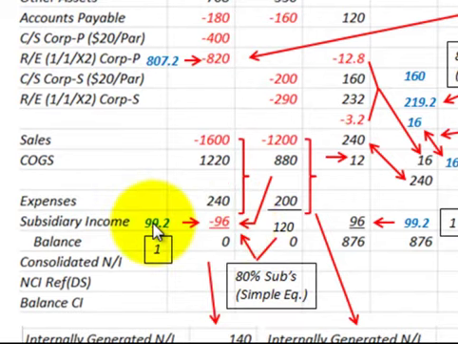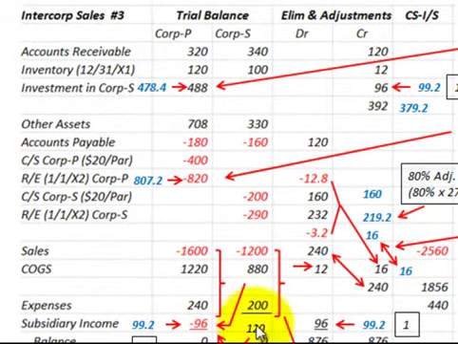So now for our eliminations for the subsidiary's income. We would debit subsidiary income for $99,200, not the $96,000 that would be used for the simple equity method. And then we would go up to the investment in the subsidiary corporation and credit that for $99,200. And that would be eliminating the subsidiary's income, or the income between the parent and the subsidiary.